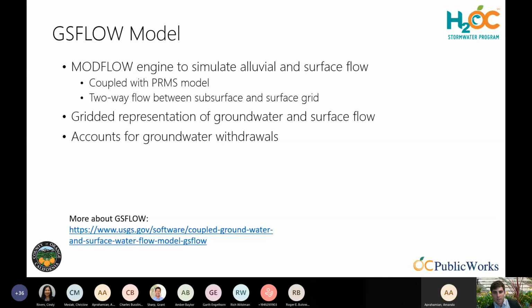So the GS flow model is a ModFlow model. That's a gridded computational surface groundwater flow model. The way these two are integrated, it allows water to flow from the PRMS model down to the groundwater and back up if, for example, groundwater is rising. This importantly accounts for groundwater withdrawals, which are an important part of the hydrology in the Trabuco and San Juan basins, as well as in Gobernadora.